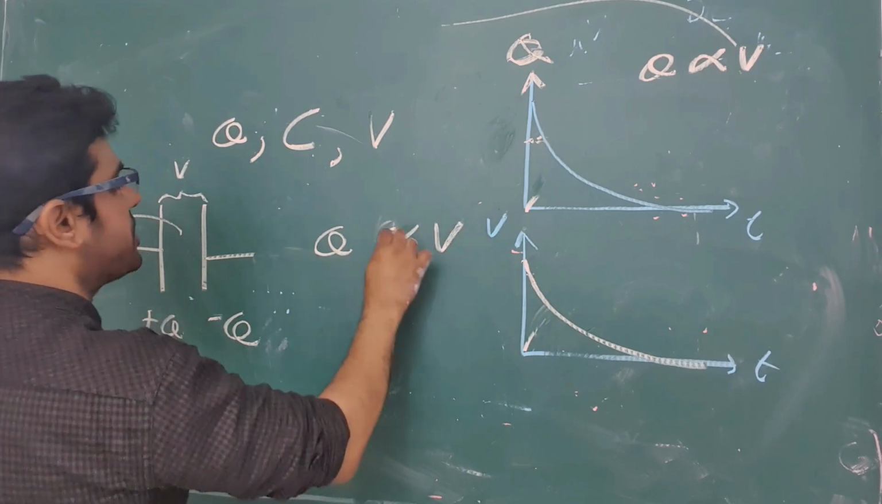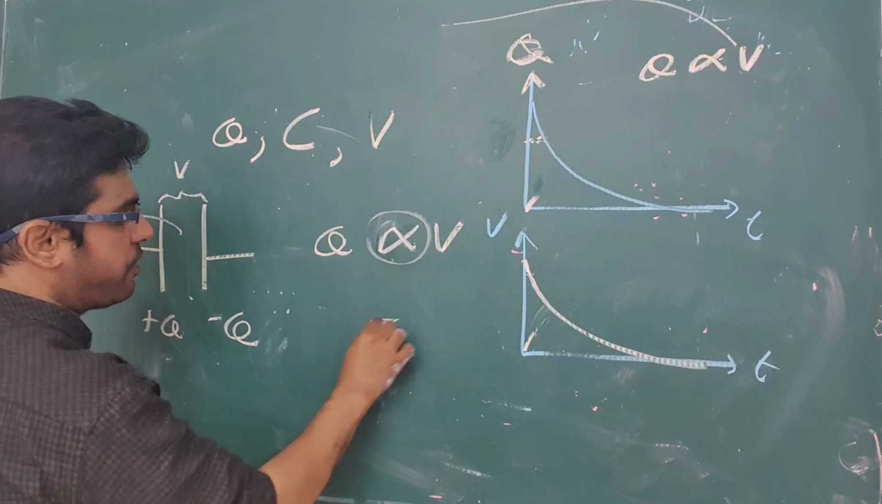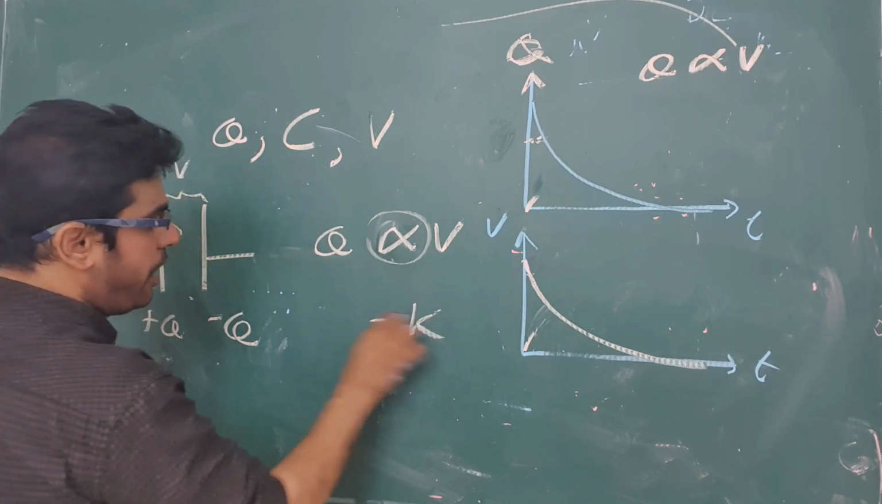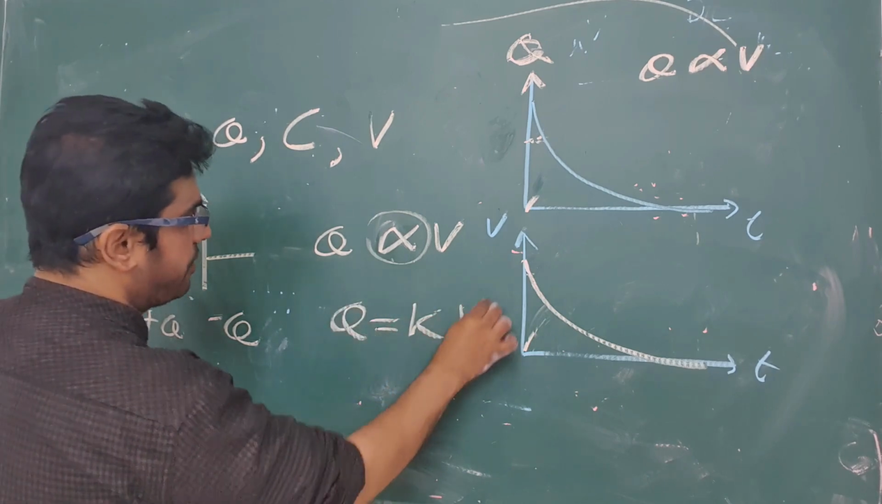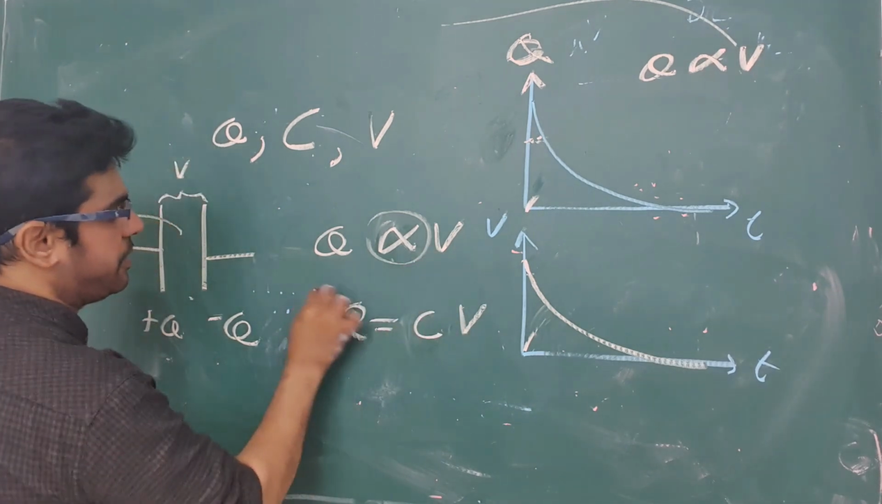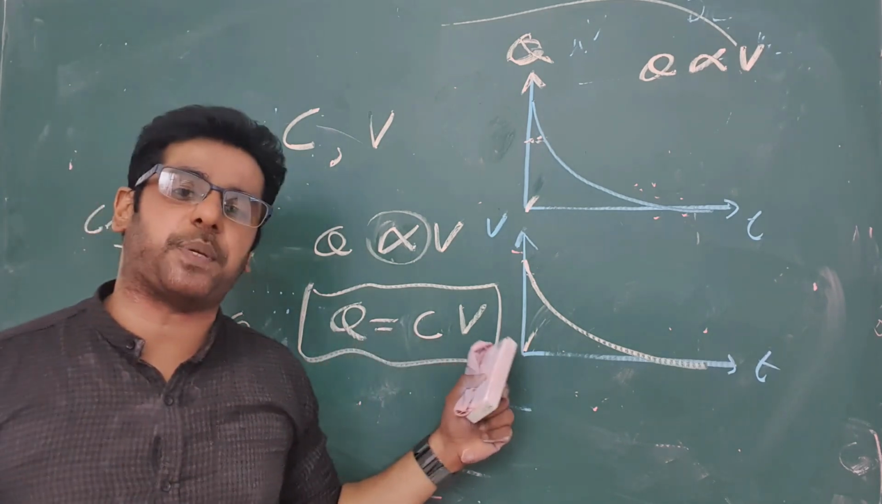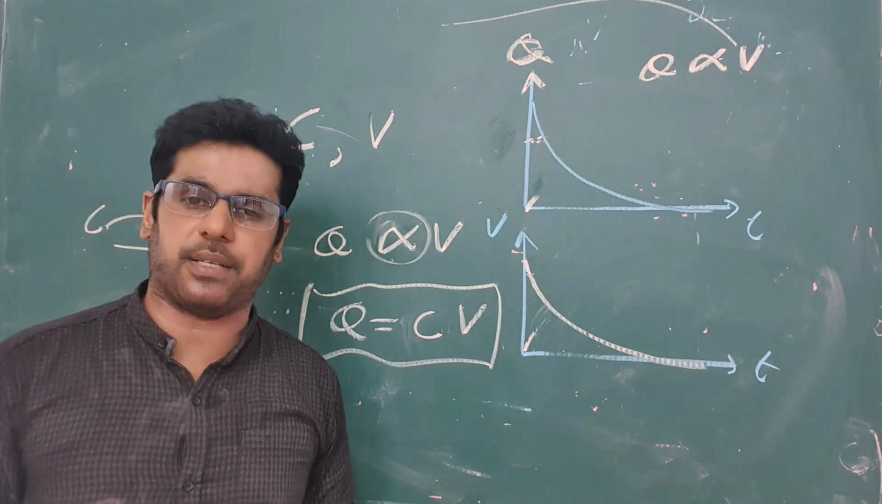Now everyone knows this is the proportionate sign. Proportionate sign is replaced by equal sign and a constant. Now this is Q equals kV. Normally we write that as C. C means capacity. Now this is the basic function. Now this is the general expression for the capacitance. Any capacitance.